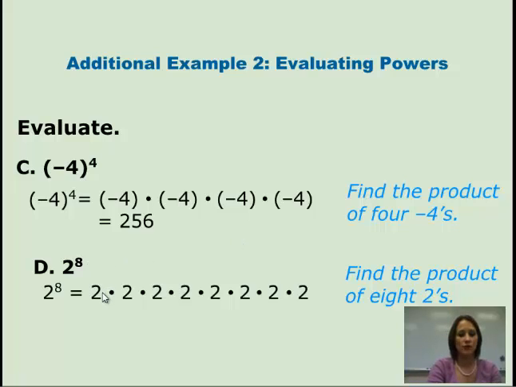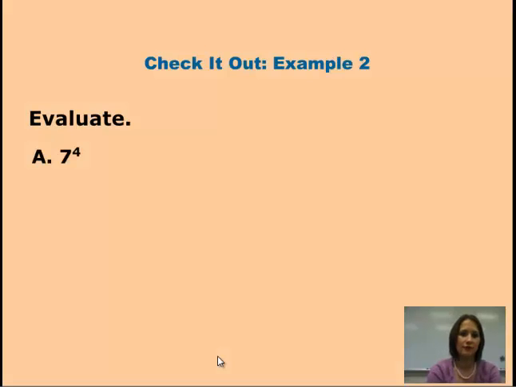If I did 2, 4, 6, 8, 10, 12, 14, 16, I'd be adding the 2's. So if you go 2 at a time, you're going to remember to multiply. 2 times 2 is 4, 2 times 2 is 4, 2 times 2 is 4, 2 times 2 is 4. 4 times 4 is 16, 4 times 4 is 16, and 16 times 16 you should remember is 256 since that's one of our perfect squares. Now evaluate 7 to the 4th power.